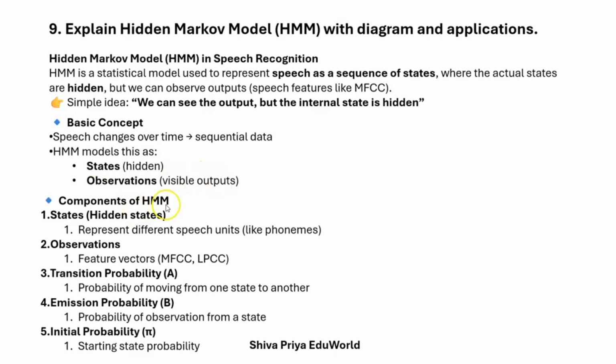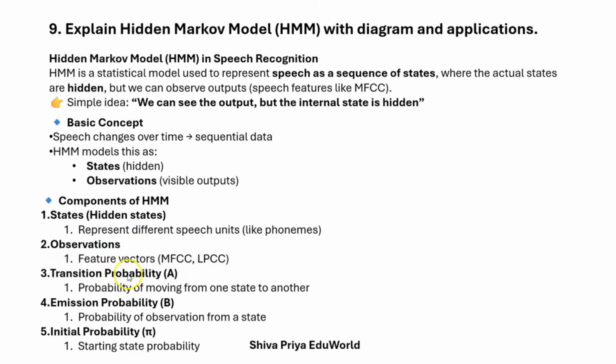The components of HMM: we have states, observation, transition probability, emission probability, and initial probability. States are hidden, as I already told you. They represent the different speech. And the second one is observations: the feature vectors like MFCC and LPCC, which we can see. The output, we can say that observation is the output, MFCC and LPCC.